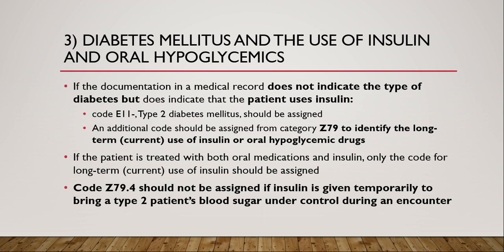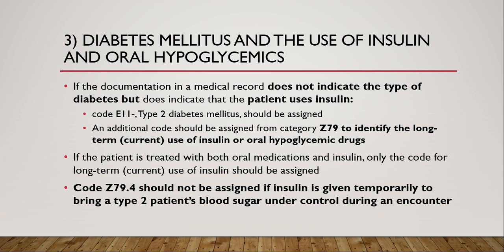So sometimes when the patient may have diabetes mellitus, remember that we need to have a maintenance. It can be an insulin injection, lifetime, or it can be oral hypoglycemics. An example of oral hypoglycemics can be your metformin. Okay, that's the common oral hypoglycemic. So if the documentation in the medical record does not indicate the type of diabetes mellitus and indicates that the patient uses insulin, code E11, type 2, because that is our default, and an additional code should be assigned from category Z79 to identify the long-term use of insulin and oral hypoglycemics.